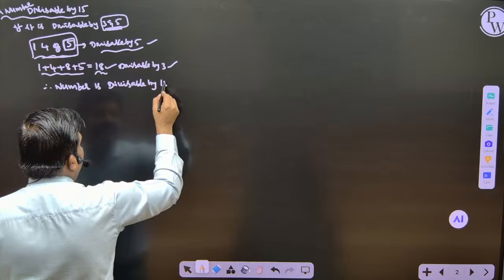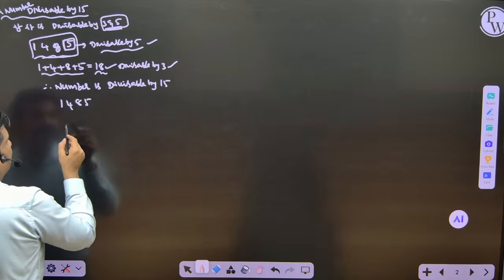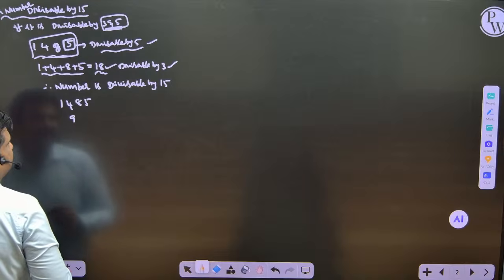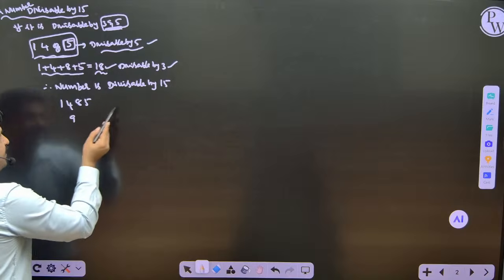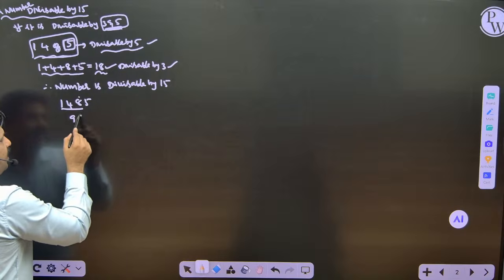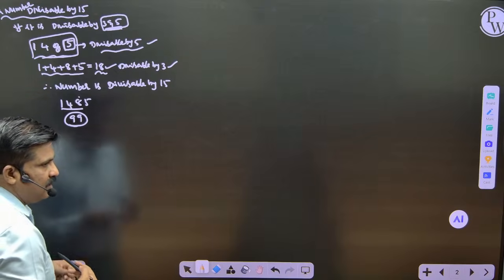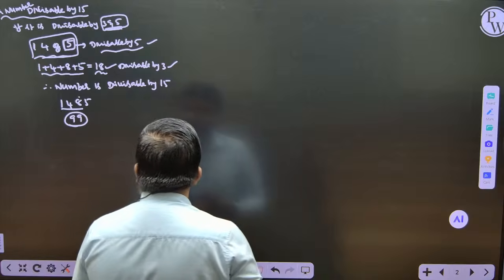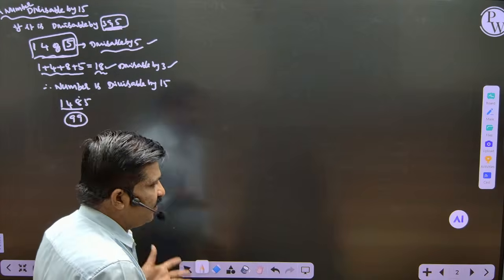If we check it, 1485, 15 9s are 135. Again 135, 15 9s are 135. Like this we can do it, but it's sufficient.